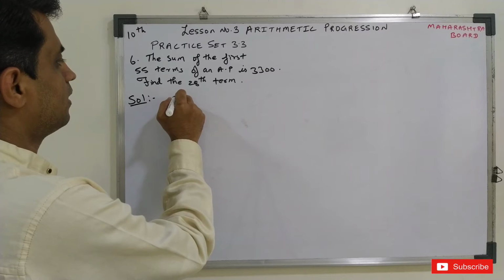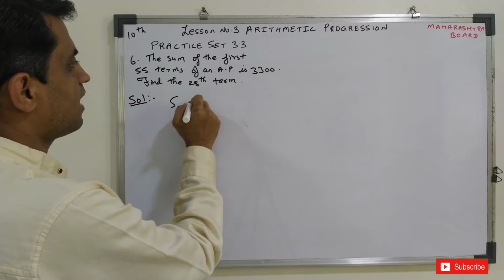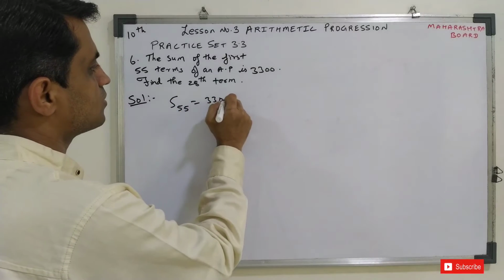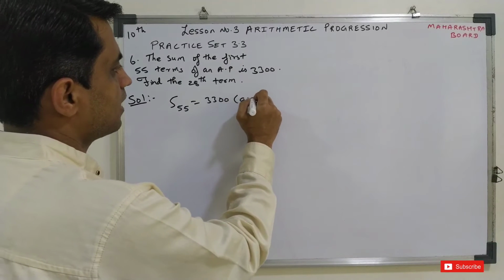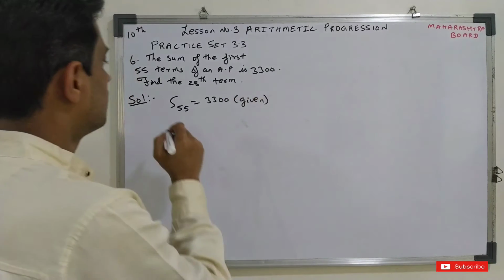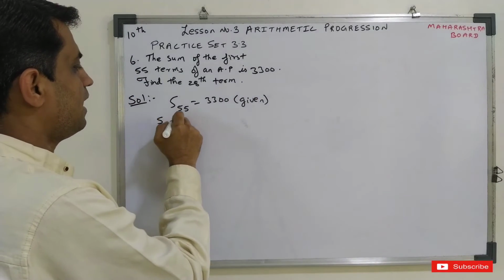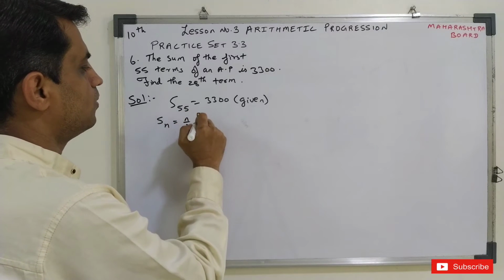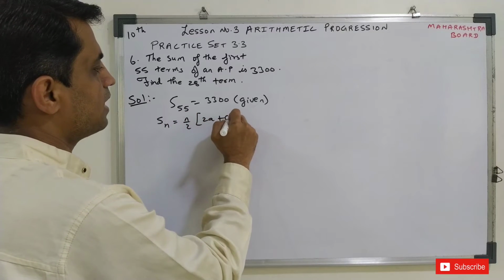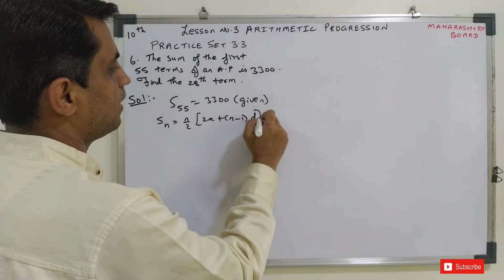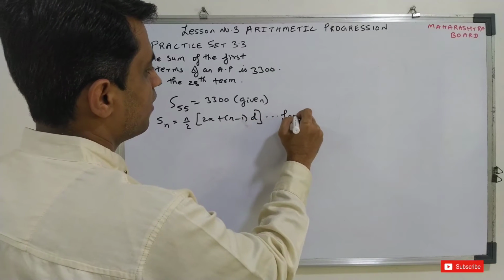Now first of all, S55 is equal to 3300. This thing is given to us. We know our formula: Sn is equal to n upon 2 into 2a plus n minus 1 into d. This is our formula.